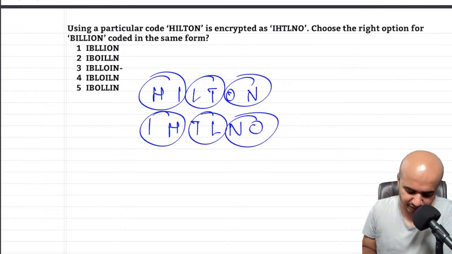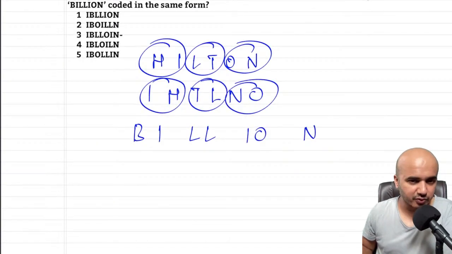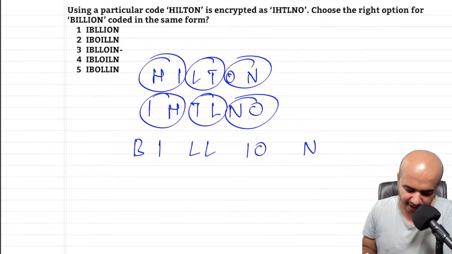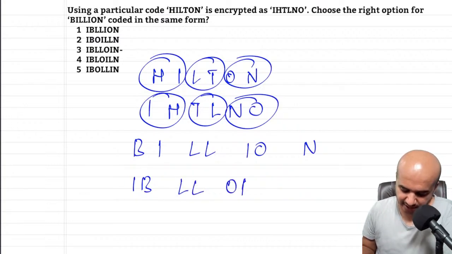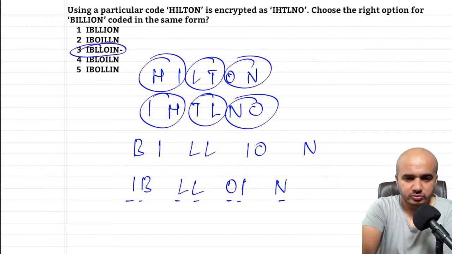So for the next question, which is about billion, we split the word in pairs of 2. So BI becomes IB, LL remains the same as LL, IO becomes OI, and N remains as it is. So IBLLOIN, option 3. Next.